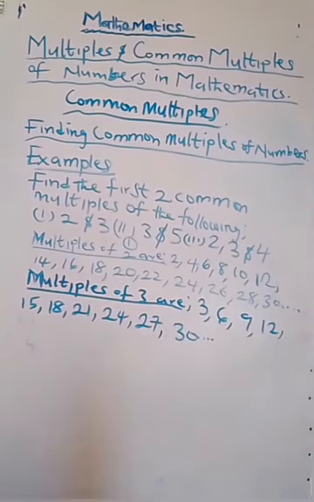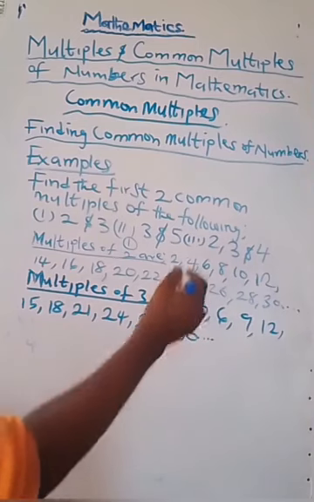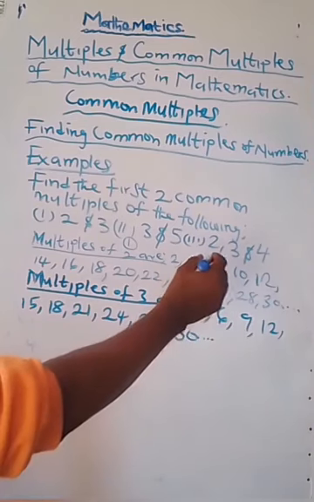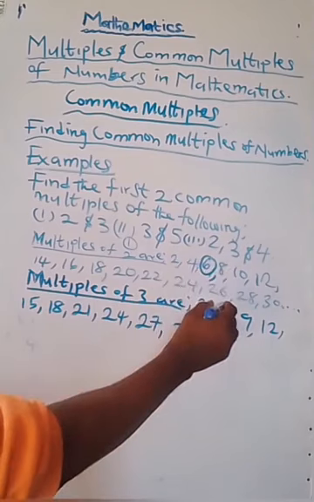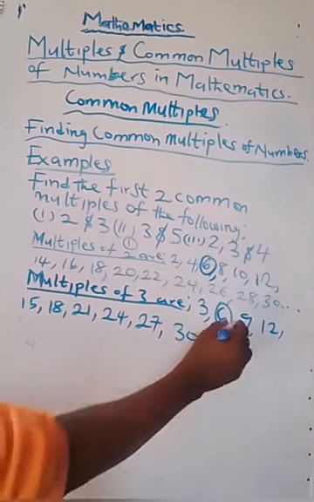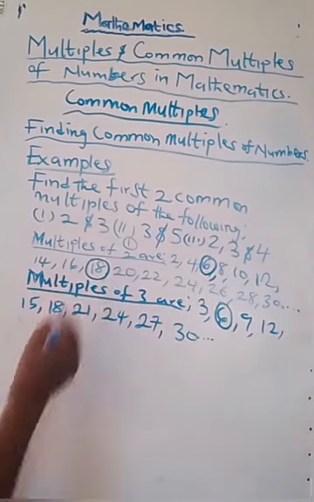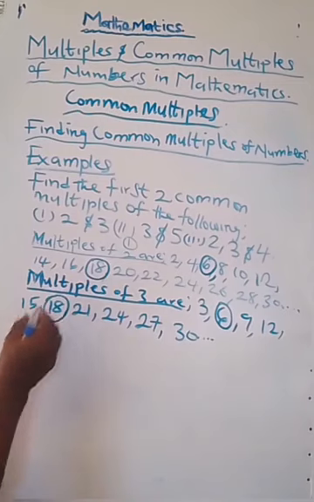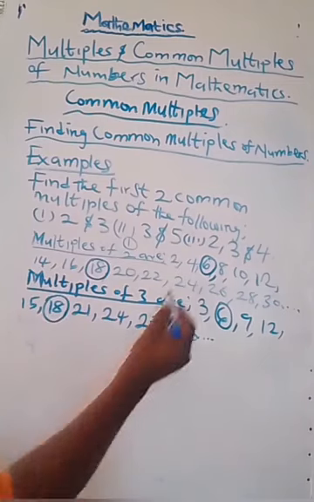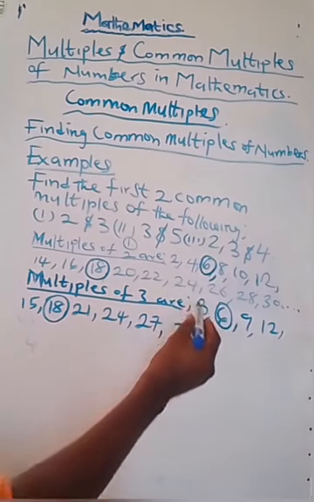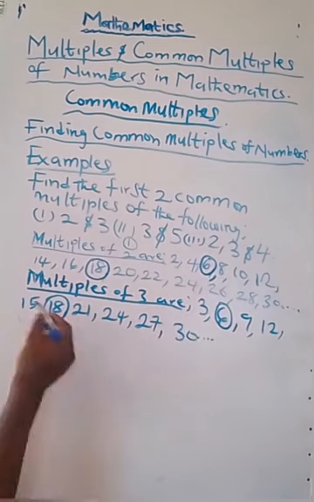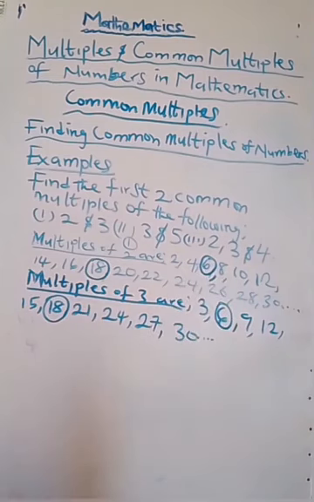Now, I want to look at the common ones. We have 2 here, there's no 2 here, so we can't pick it. 4, no 4 here. The first one we can see is 6. We have 6 here. We can also see 6 here. Alright. We have 18 here. We also have 18. So that means 6 and 18 are the first 2 common multiples of 2 and 3.